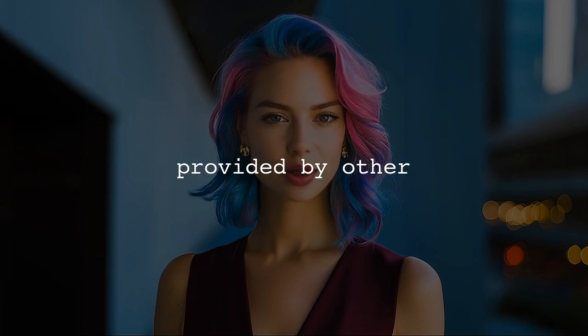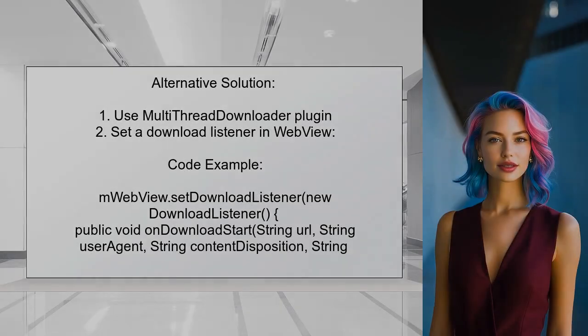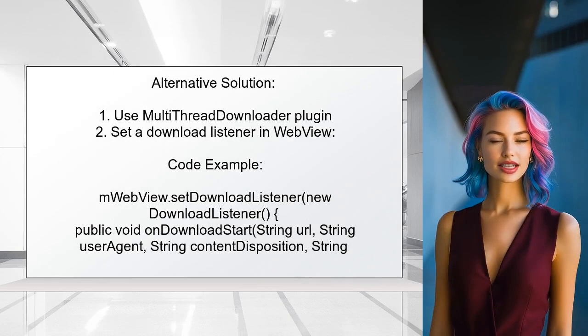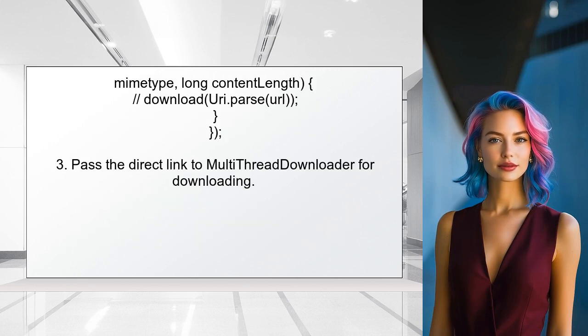Now let's look at the answers provided by other users. An alternative solution suggests using the multi-thread downloader plugin for Android. This allows you to obtain a direct link to files in your WebView. You can set a download listener to capture the download event and then pass the URL to the multi-thread downloader for the actual download.